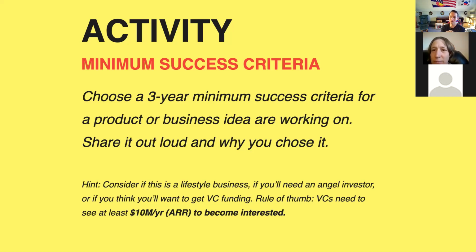So choose a 3 years from today, choose a minimum success criteria for that product or business idea. I'm just going to give you a minute to think about it. Okay. I'm just going to put on my mute in 60 seconds. Then I'm going to come off mute. Then you're just going to tell me, what is the annual recurring revenue 3 years from now, the minimum that would make that project a success. It could be a startup idea, or it could be something you're working on in your company. Okay, 60 seconds. Think about it.